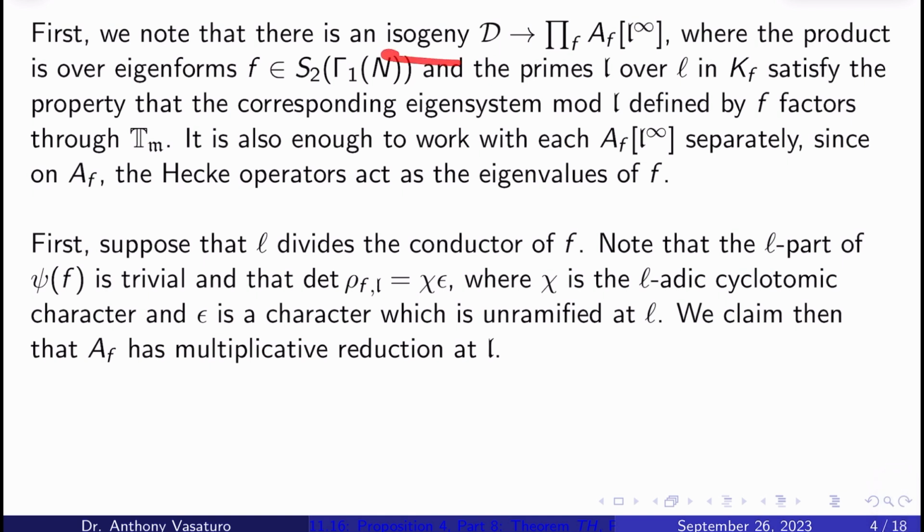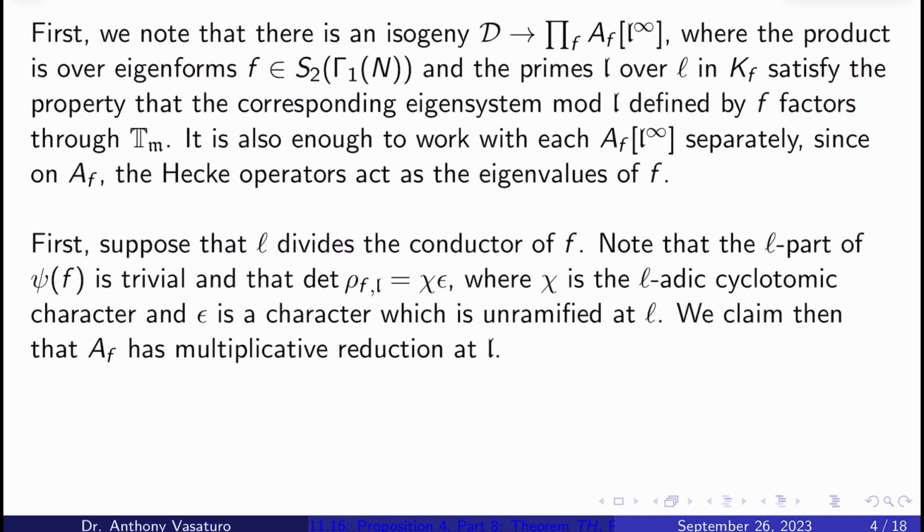First, you know that there's an isogeny from cal D to the product over F of A sub F bracket L to the infinity, where the product is over eigenforms F in S2 gamma 1 of N, and the primes frac L over L in K sub F, which is the number field associated to F, satisfy the property that the corresponding eigensystem mod frac L defined by F factors through the Hecke algebra T localized at M. Okay? So because of this, it's enough to work with each of these A sub F bracket L to the infinity separately, since on A sub F, the Hecke operators just act as the eigenvalues of F that we just got done talking about up here.